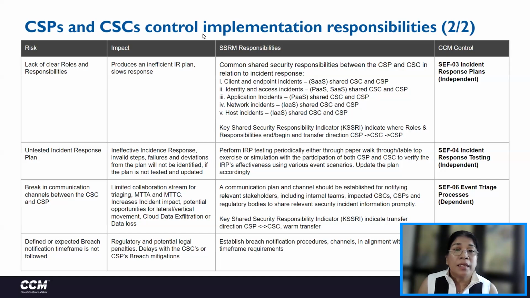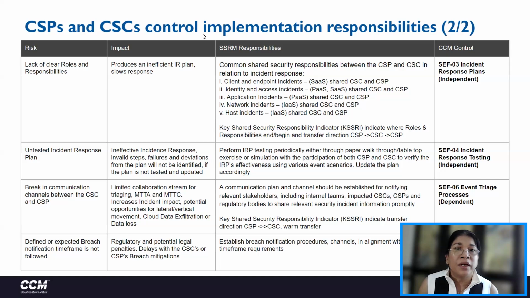A communication plan and channel should be established for notifying relevant stakeholders, including internal teams, impacted CSCs, CSPs, and regulatory bodies, to share relevant security incident information promptly. Use of a key shared security responsibility indicator can indicate the transfer direction for communication in the channel between the CSP and the CSC or vice versa, and if a warm transfer is required. Please refer to the SCF-06 Event Triage Process Implementation Guidelines for more information.